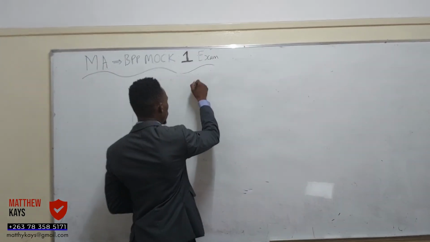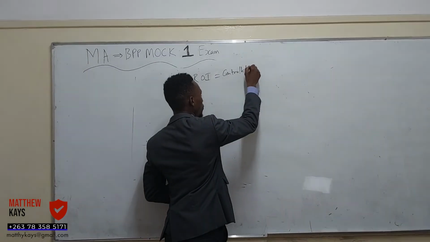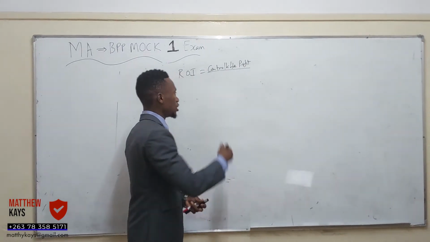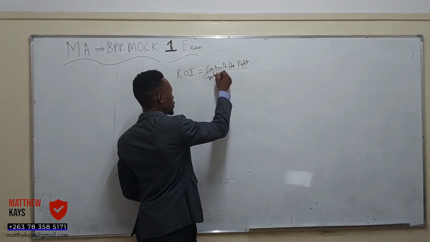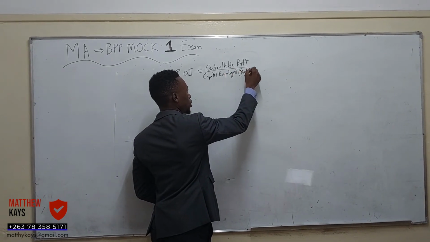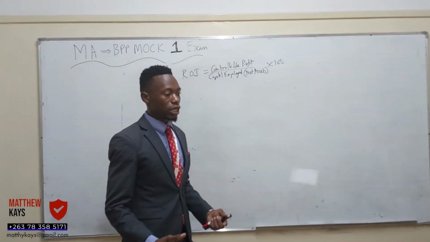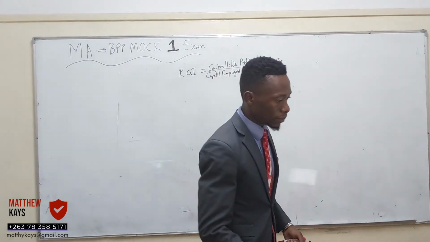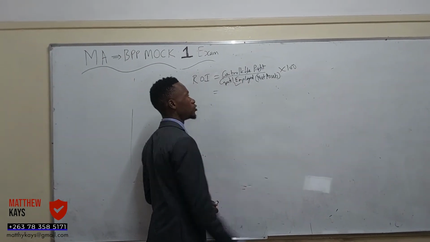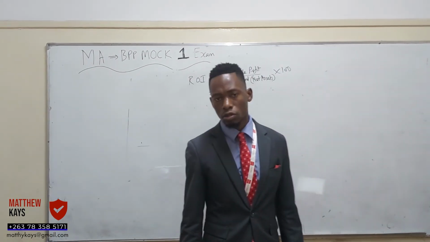So what is the formula for ROI? We say the controllable profit divided by the amount that has been invested, which is known as the capital employed. Another name for capital employed is the net assets, multiplied by 100. So you look at your question, do you have the capital employed? Yes, we have. So the denominator, we have it. What about the controllable profit? If you read the question, I'm not seeing the controllable profit.